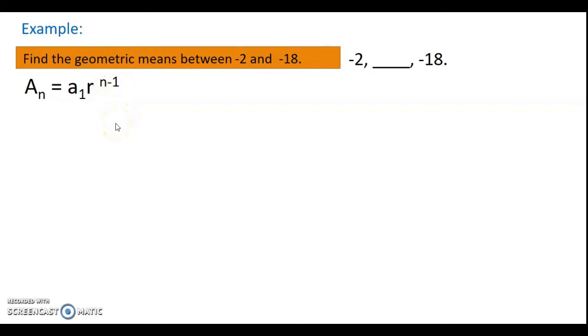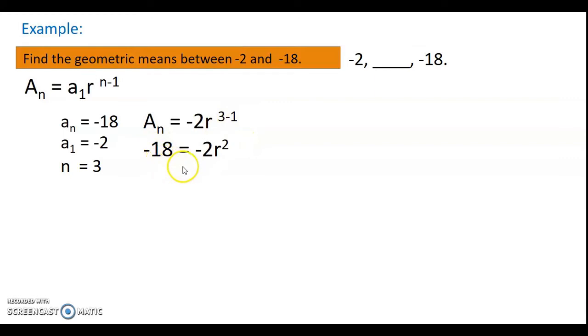So let's substitute the given values. a sub n is -18 and a sub 1 is -2. Our n is 3 because we have 3 terms, and we will be looking for our common ratio. So a sub n is equal to -2 times r raised to the power of 3 minus 1. -18 is equal to -2 times r raised to the power of 2, or r squared.